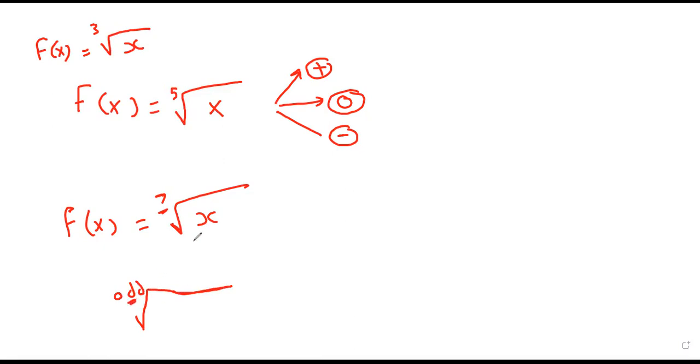with odd order. What about the square root of x? In the square root, we can find any positive value, and we can find 0 only.